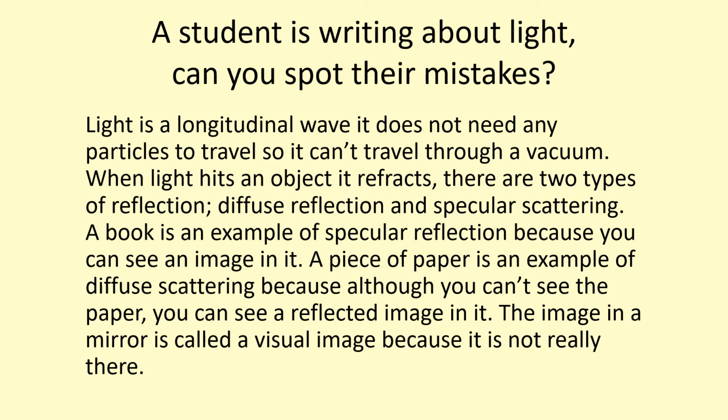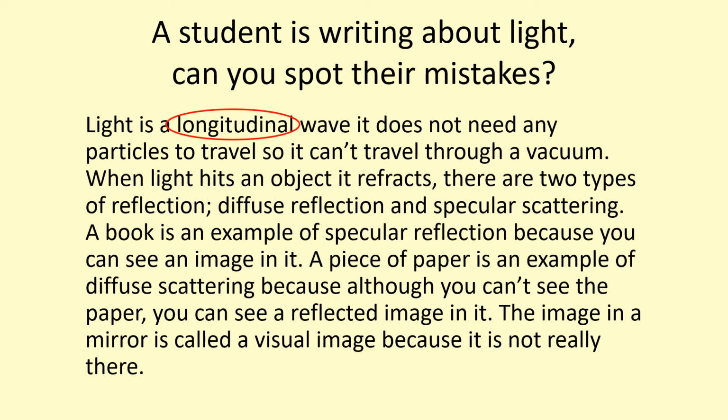Light is a longitudinal wave. It does not need any particles to travel, so it can't travel through a vacuum. When light hits an object, it refracts. There are two types of reflection, diffuse reflection and specular scattering. A book is an example of specular reflection because you can see an image in it. A piece of paper is an example of diffuse scattering because although you can't see the paper, you can see a reflected image in it. The image in a mirror is called a visual image because it's not really there. Right, have a think about where the mistakes are and I'll reveal the answers on the next slide.